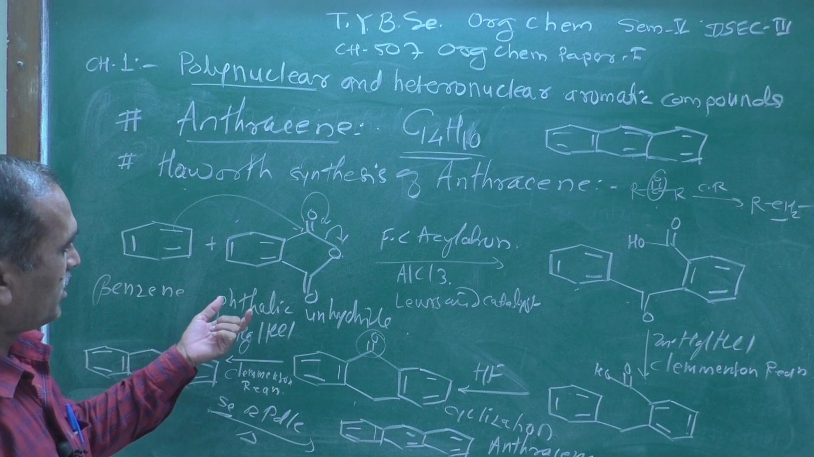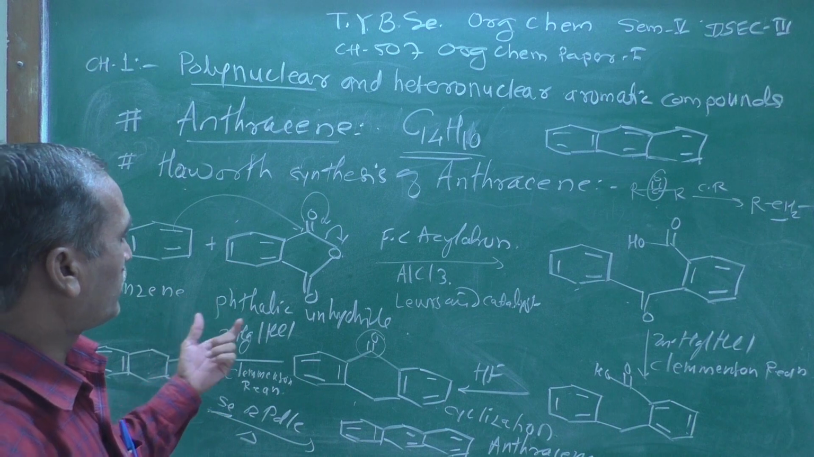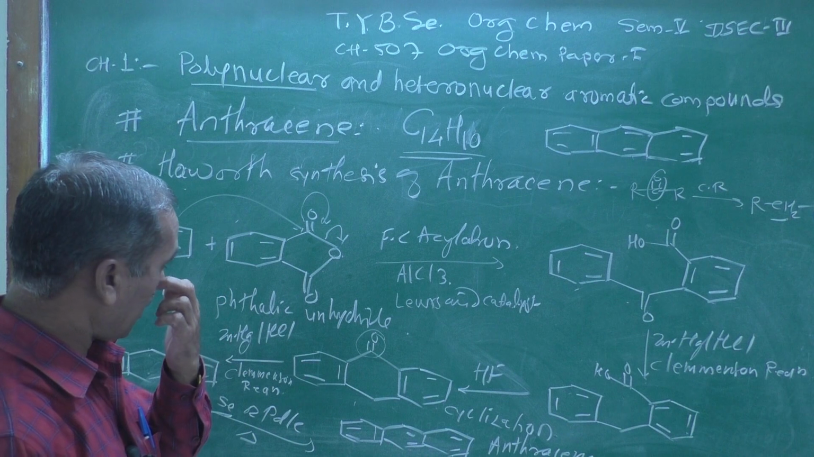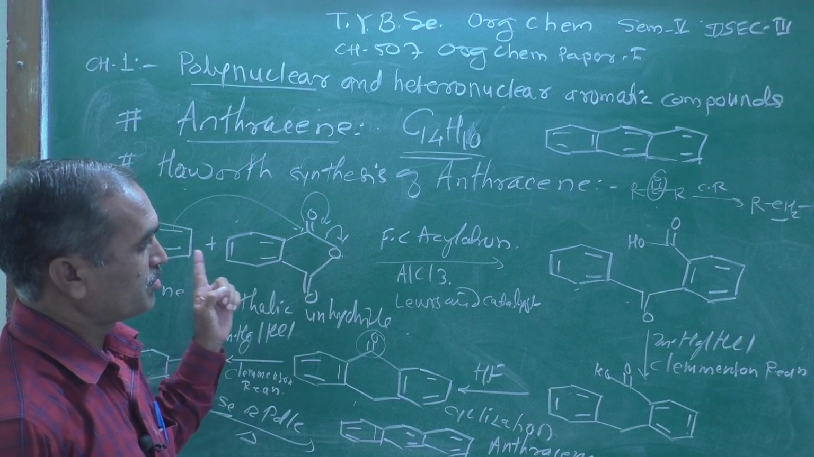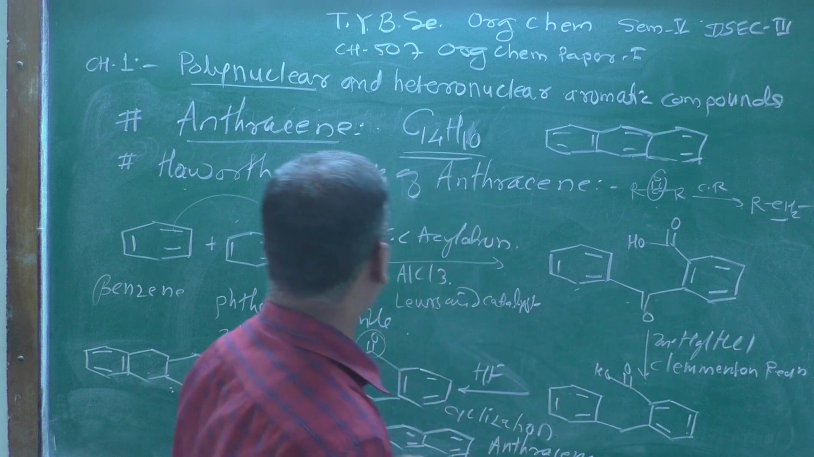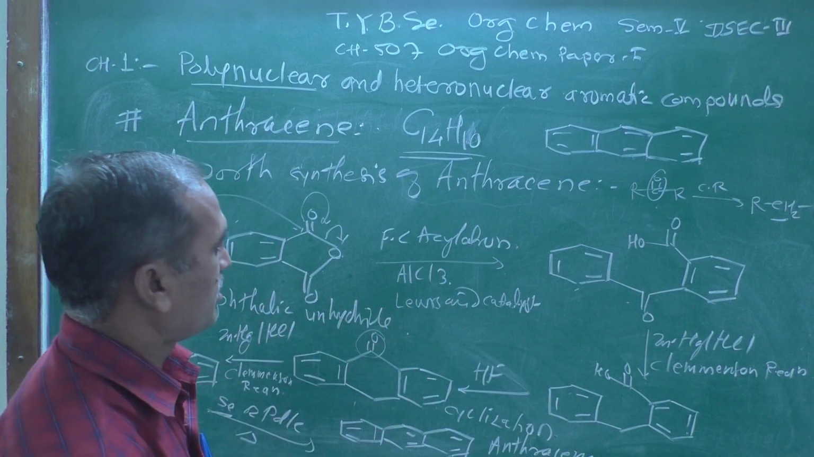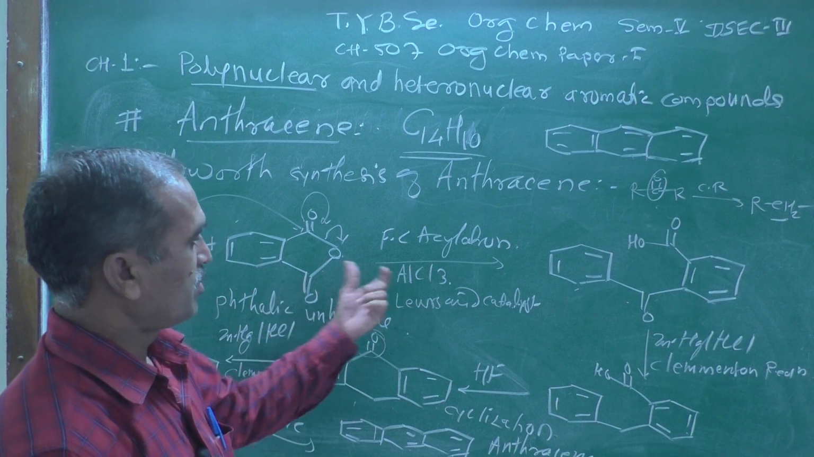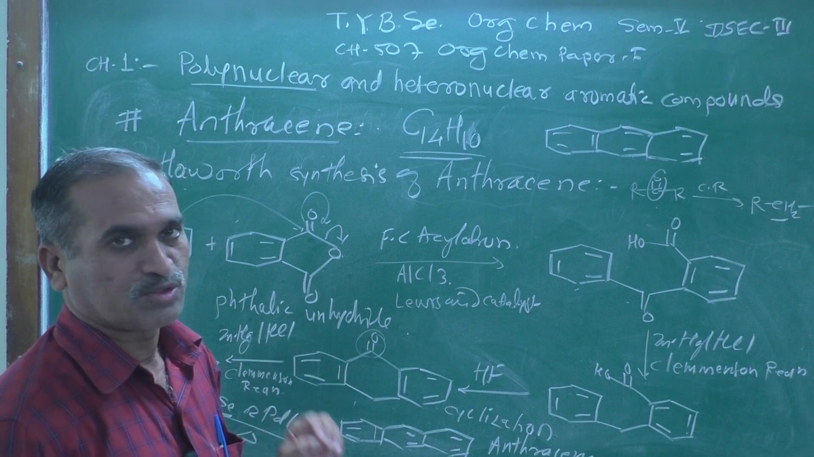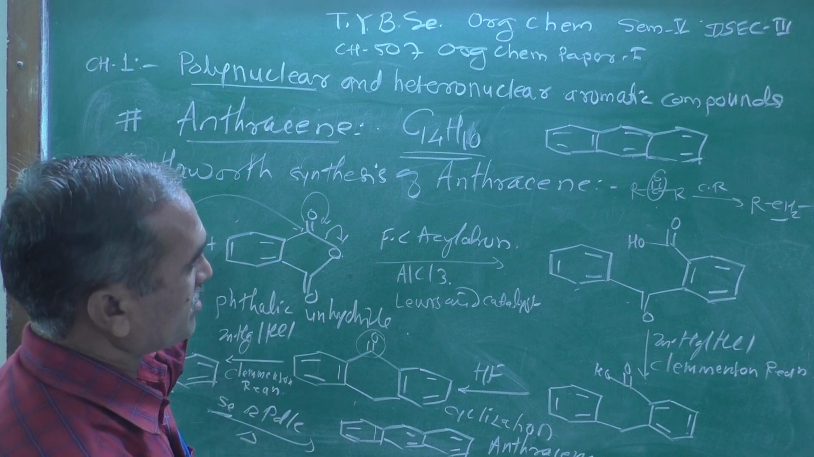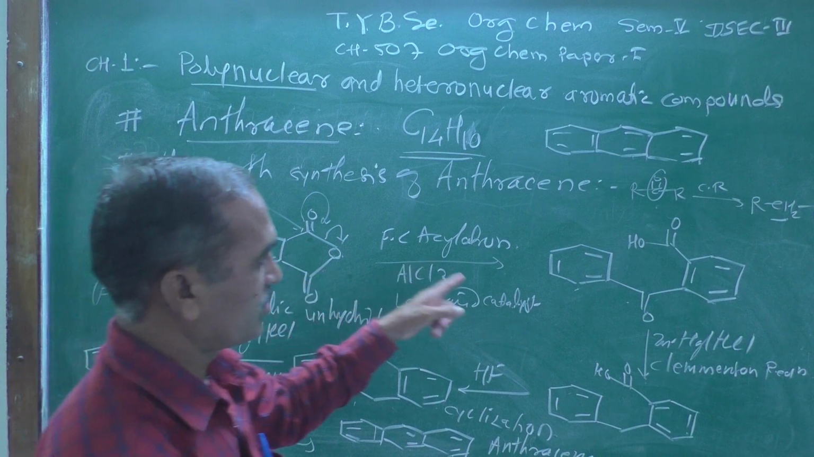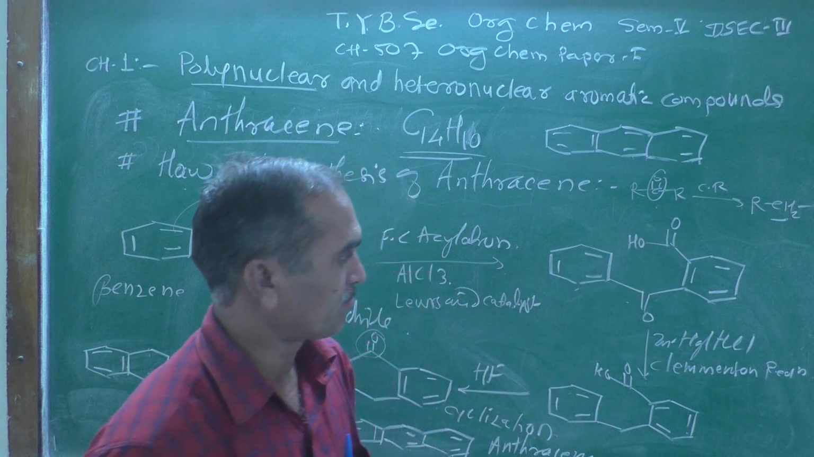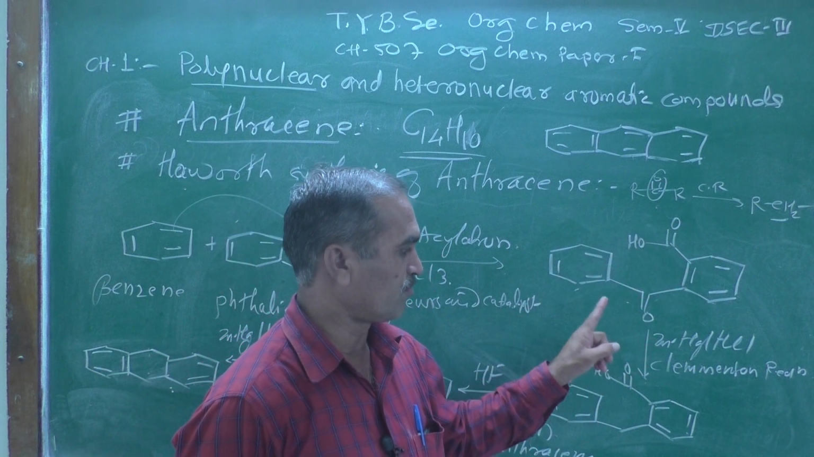And we talked about the Haworth synthesis of anthracene, and the starting material he has taken is benzene and phthalic anhydride, and a very famous reaction, the Friedel-Crafts acylation reaction. An acyl group is introduced. So in presence of the Lewis acid catalyst AlCl3, the function of the Lewis acid catalyst is to generate the electrophile, and this benzene is a nucleophile, and we get this intermediate.